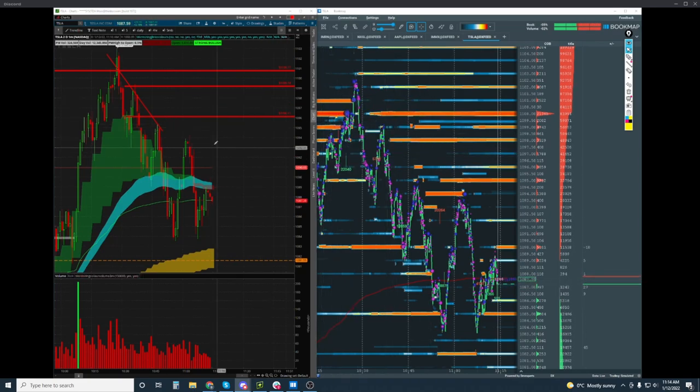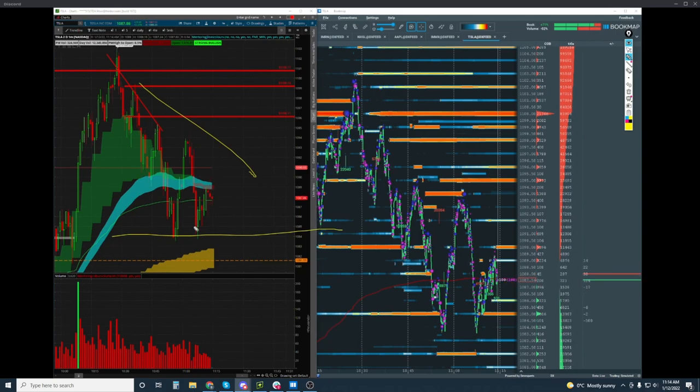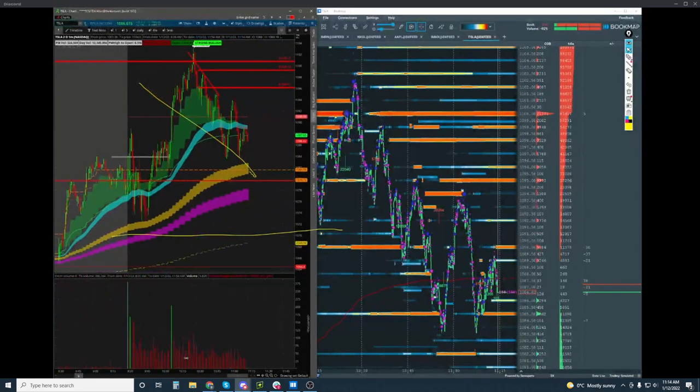Lower highs, lower lows. So for now, we have a lateral scenario on Tesla. On intraday, we're still bullish. And also on the daily, we still have the J lines above this.